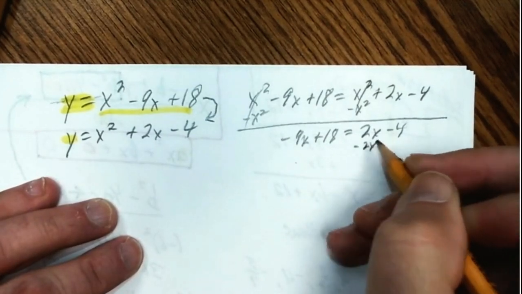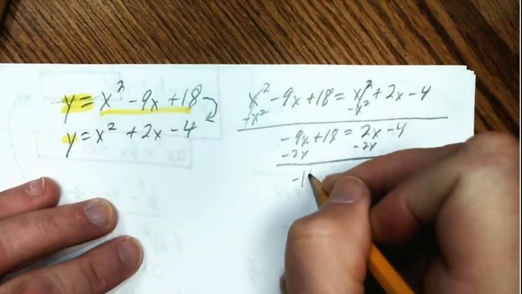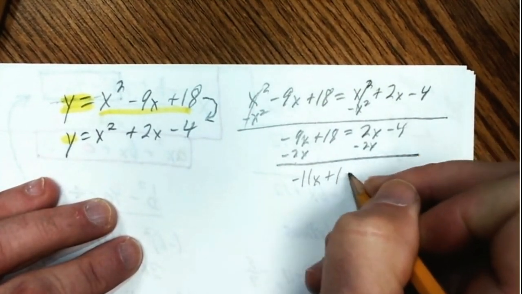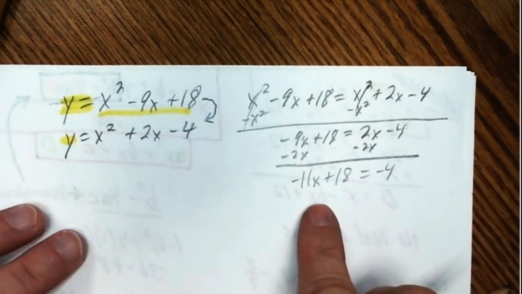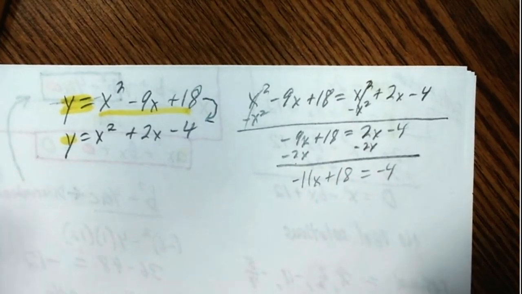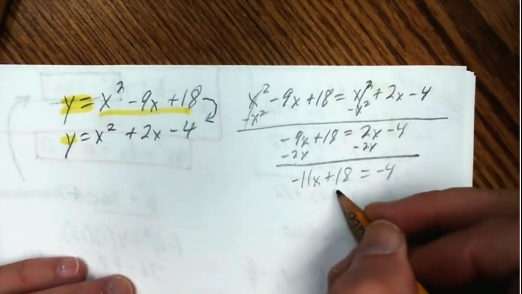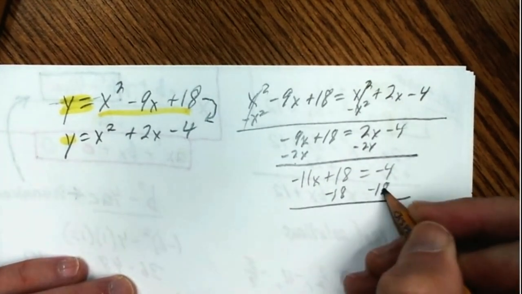Subtract 2x from both sides. -11x plus 18 equals -4. Notice we're not going to have to check a discriminant, because we don't have a quadratic equation anymore. It's gone. It's not a quadratic equation. It's just linear. Let's move the 18 over, because we're just solving for x.